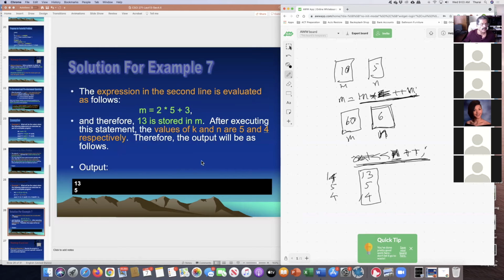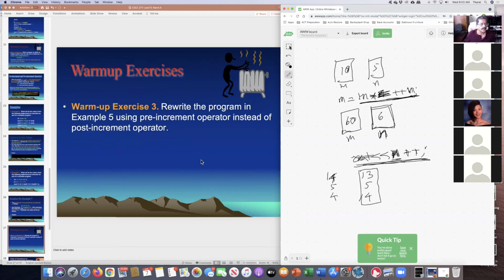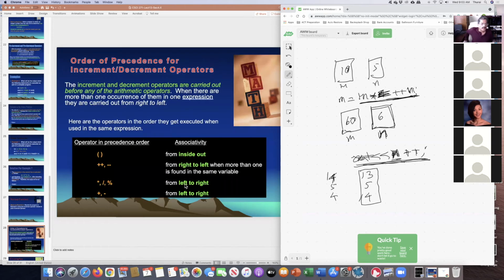Okay, so I already explained that. Rewrite the program in example 5 using pre-increment. We don't need to do that. That's fine. Let's go on to understanding the order of precedence.